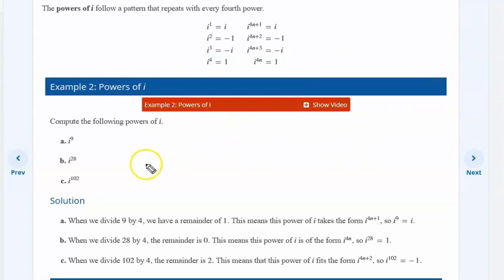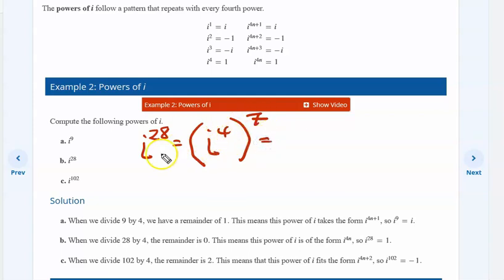Now, as we look at this next one, we get i to the 28th. Now, this would be i to how many powers of 4? Let's do it that way. i to the fourth times 7. Can you see this would be, using the powers rule, equal to i to the 28th power? But what is this? i to the fourth is 1. 1 to the 7th power is 1. And that's what they're showing.